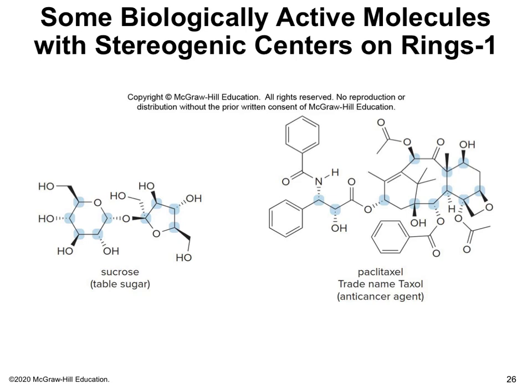Okay, so these are just showing you, sugar has lots of stereocenters, folks, okay? Taxol, an anti-cancer agent, has lots of stereocenters. This increases the complexity of a drug molecule when you have to synthesize that molecule.